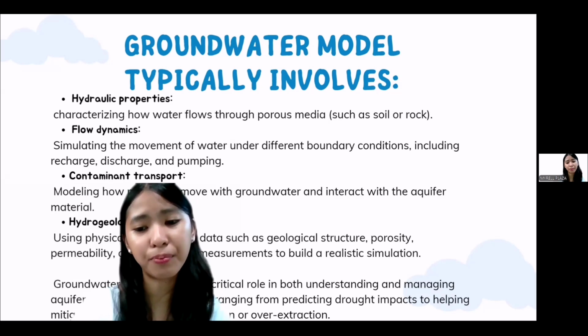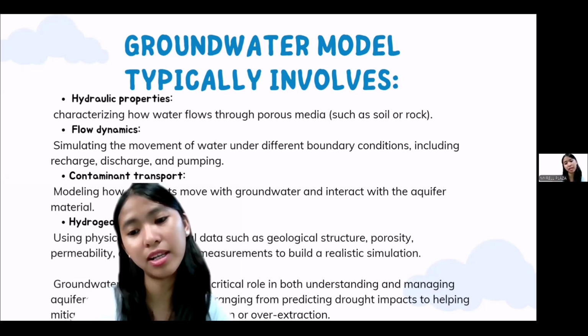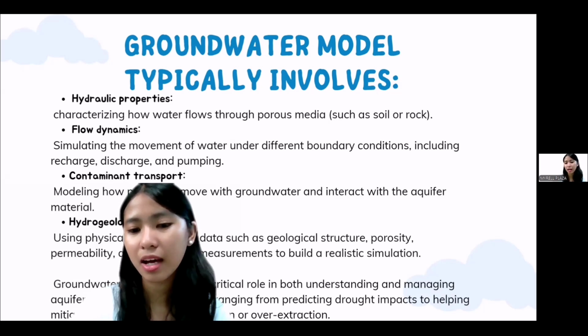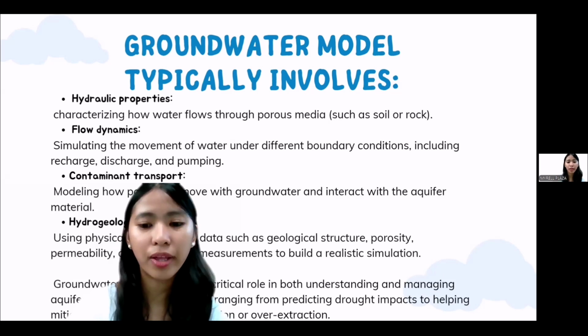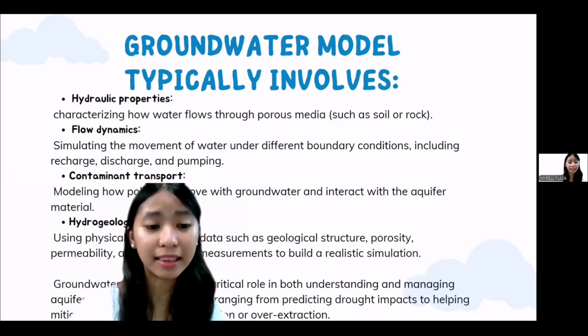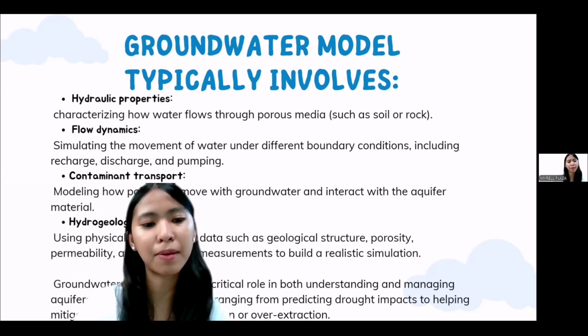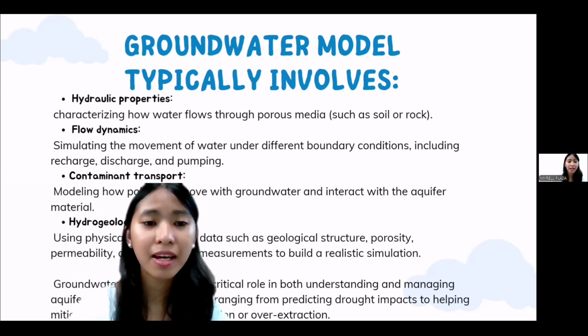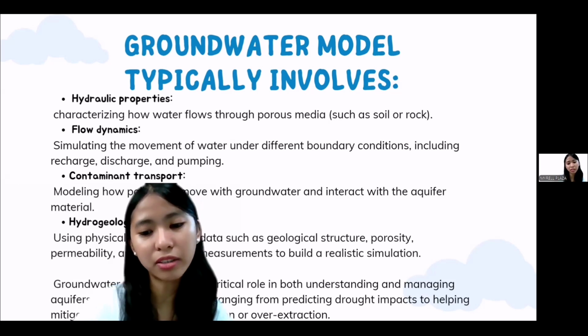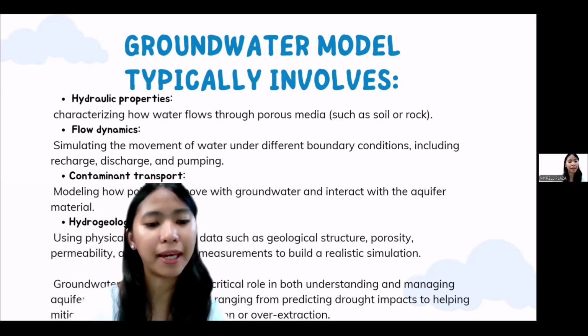This is the process of how pollutants travel with underground water, including how they spread and interact with the surrounding soil and or rock. The last one is hydrological data: using physical and empirical data such as geological structure, porosity, permeability, and water level movements to build a realistic simulation. This is information about the physical properties of the land, such as type of soil, rock, and water levels, used to create realistic models of groundwater behavior.